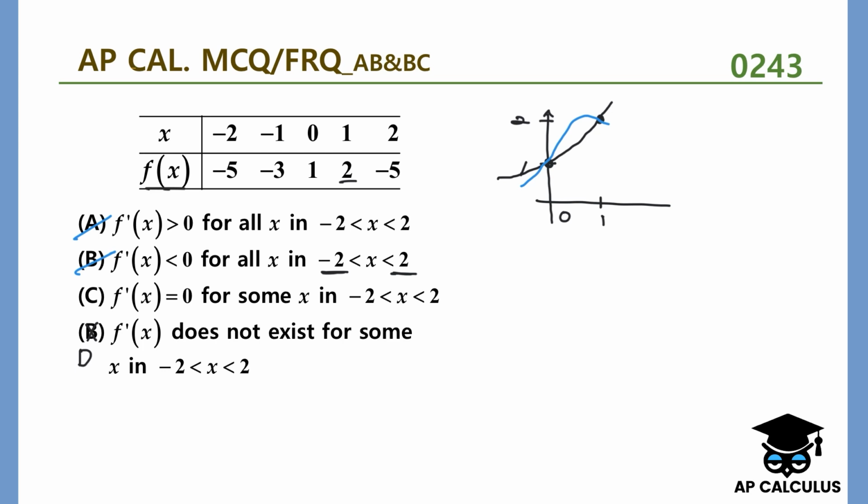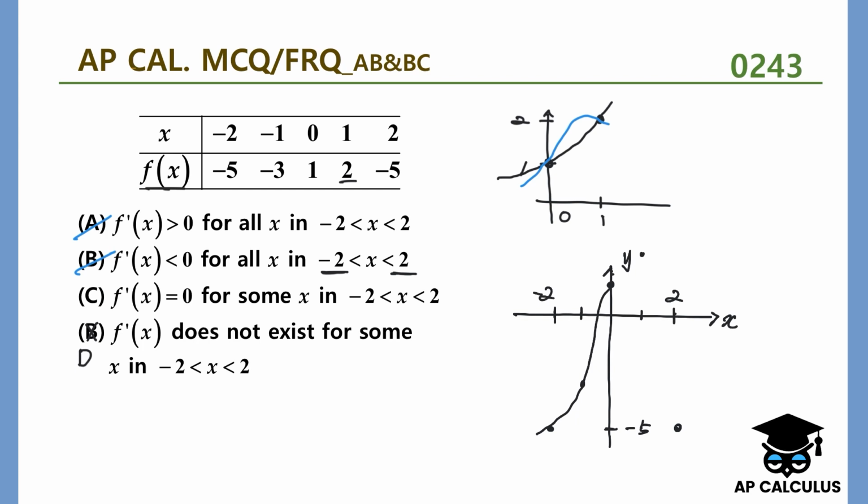Here, let me draw the graph of f roughly. Here's the y-axis. Here's the x-axis. -2, here is 2. When x is -2, y is equal to -5. Here we have -5. And when x is -1, it's -3, so let's say it's somewhere here. 0, 1, 2, somewhere here. And at 2, -5. So roughly, we could have this type of graph. The function f passes through all of these points, right?